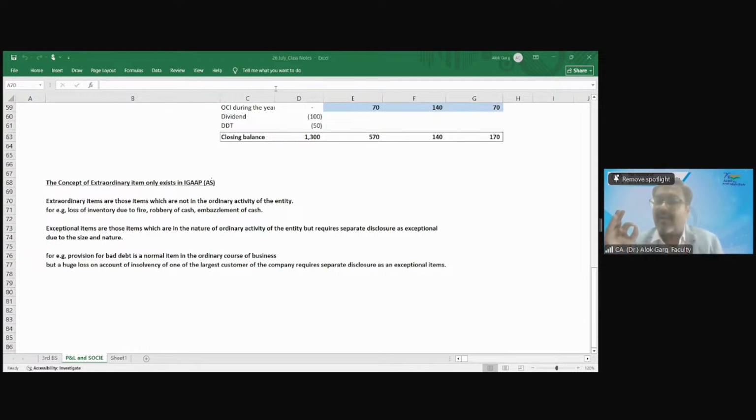The concept of extraordinary was there in the earlier accounting standard. It is not there in Ind AS. So extraordinary item is prohibited in Ind AS or IFRS.